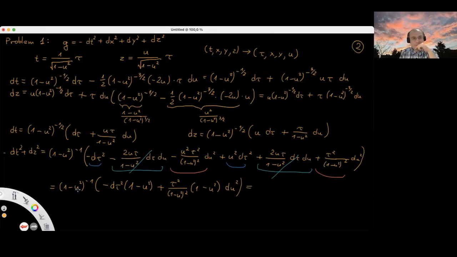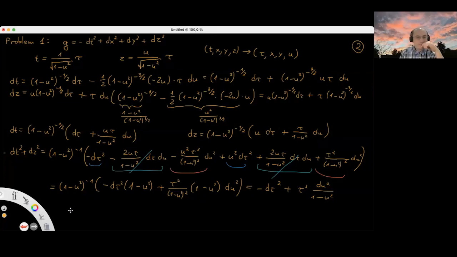So the prefactor cancels out with the prefactor over here. So there's just minus one d tau squared. And here you're left with tau squared du squared over one minus u squared, because this cancels out with this one and you're left just with the denominator.